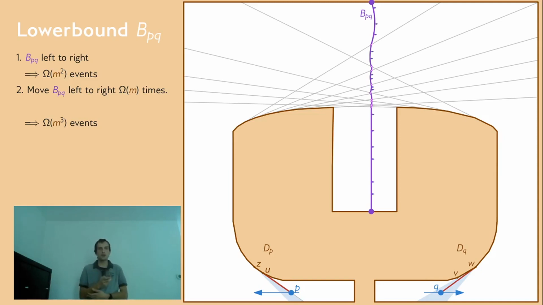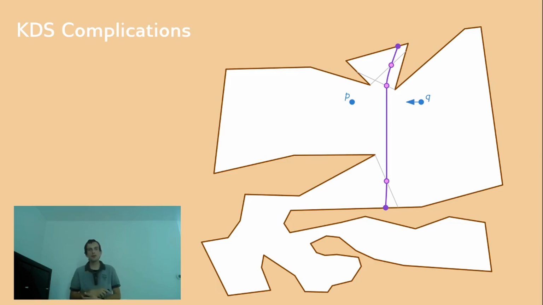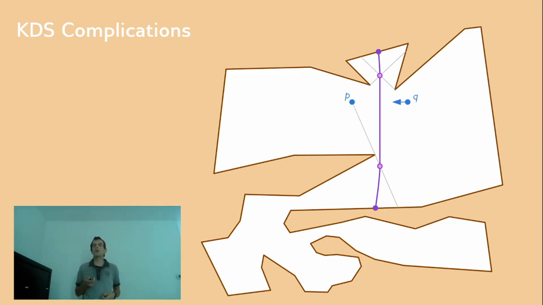Okay, so what about this kinetic data structure then? Let's again start easy with just two points, P and Q. Then there are all of these different types of events. For example here, the first thing that will happen is that these two pink vertices at the top of the bisector hit each other, and in this case one of them disappears.